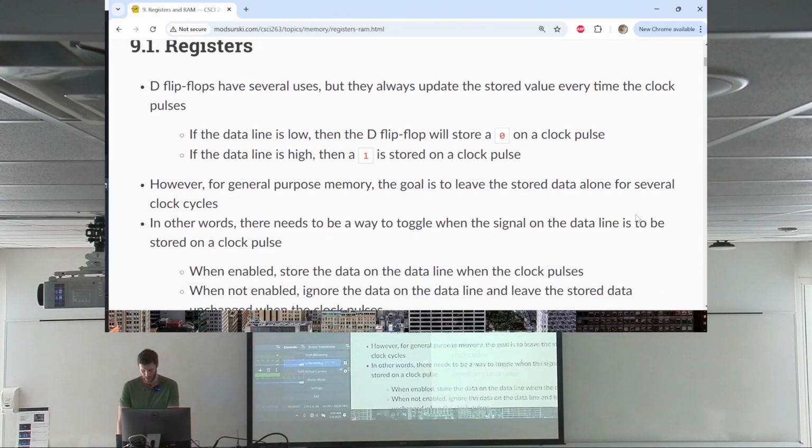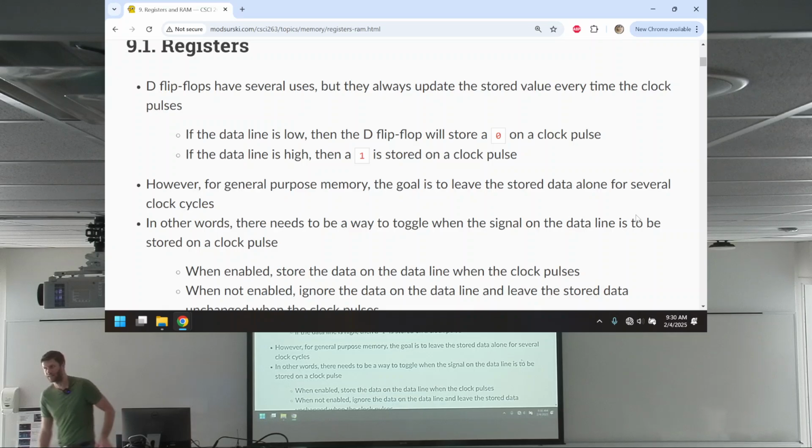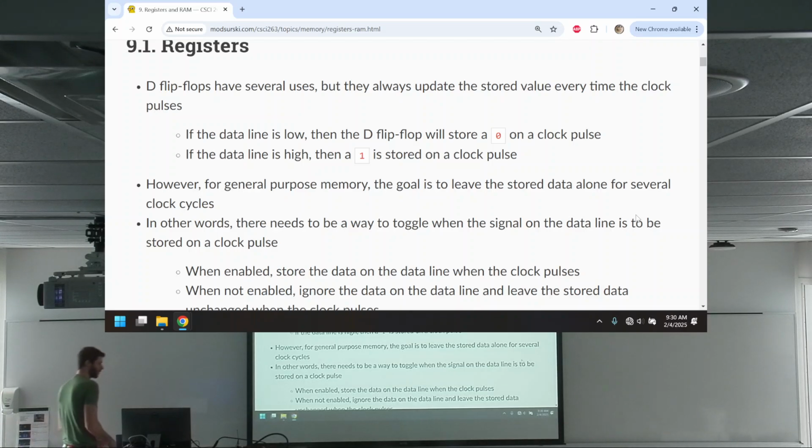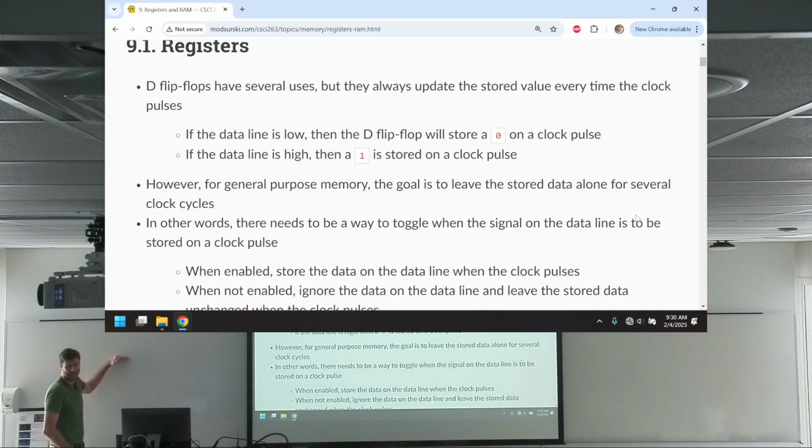Alrighty. Well, this is where we left off last time. We really stopped with the idea of a D latch, right? Or the D flip-flop, actually. And remember that the D flip-flop was great in that whatever signal was coming in on the data line would get latched in, would get stored in that design every clock pulse.